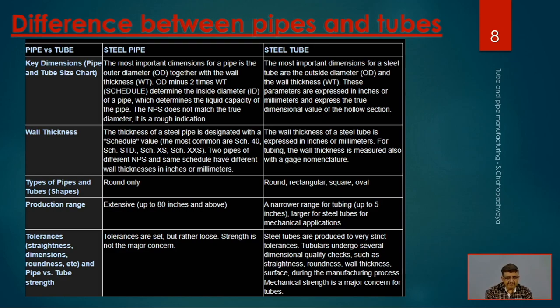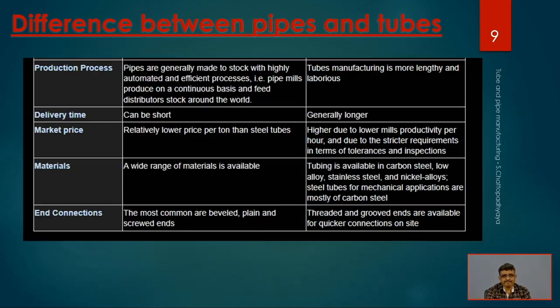So these are all the differences between steel pipe and steel tubes. As already mentioned, OD, schedule and wall thickness are there, and according to that they are specified for both pipe and steel tube, and wall thickness has a definite role to play in selection. The main difference between pipe and tube is that pipe is round only, whereas tubes are round, rectangular, square, oval and other shapes, and the production ranges and tolerances are mentioned, with little differences between them. All those things are associated with the different parts where the materials are differentiated between tube and pipe. I am not going into much detail of that.